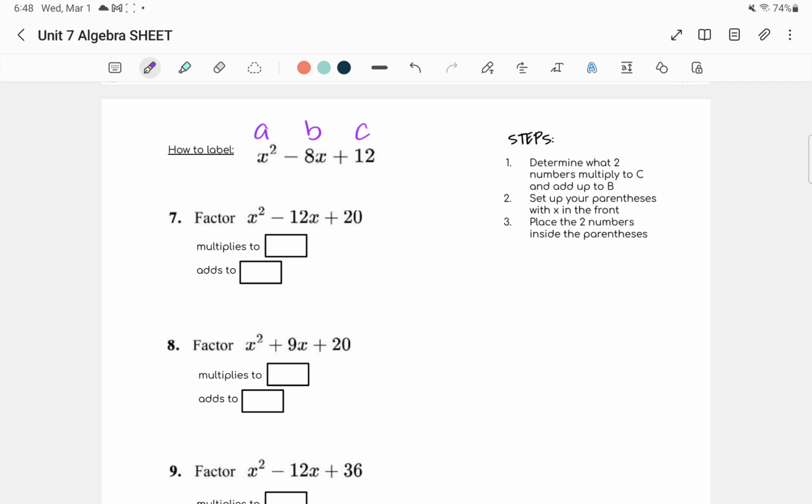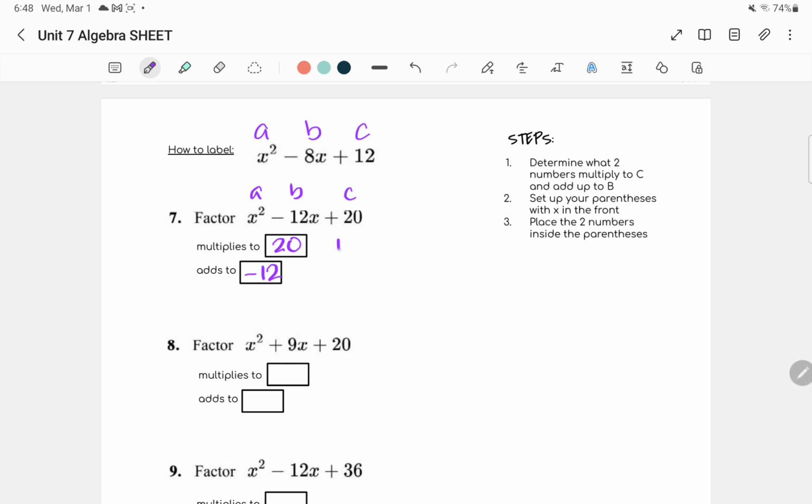So for number 7, let's label: this is A, this is B, this is C. And we're going to determine what two numbers multiply to C and add up to B. So it should multiply to 20, since C is 20. And it's going to add up to B, so it's going to add up to -12. We have to determine this just like we did with the questions above. So it multiplies to 20 and adds to -12. So that's going to be two negatives.